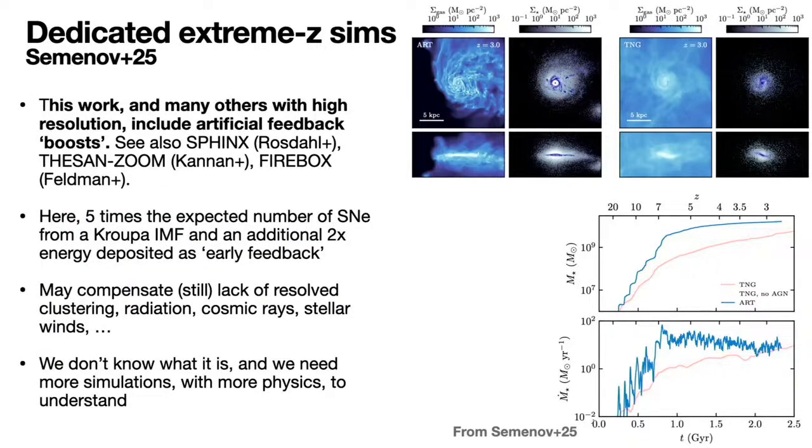And also, actually, in this work there is a boosted feedback as well. He uses 5 times the number of supernova explosions that you would expect from a Kroupa IMF. You could apply, maybe there's a more top-heavy IMF, but really we don't know what that could compensate for. Is it still a lack of resolution, or is it a lack of physics in the simulation?